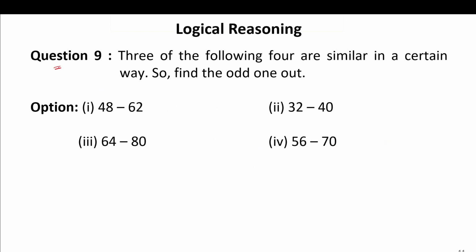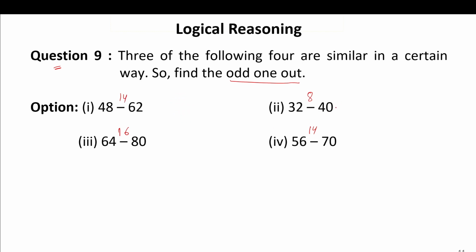Now, let us look at question number 9. Again, 4 options. One of them is the odd one out. If I look at, let's say, this one, I can see the difference is 8. Here, the difference is 14. And here the difference is 16. And here, if I subtract 62 and 48, the difference is 14. So here also this difference is 14.